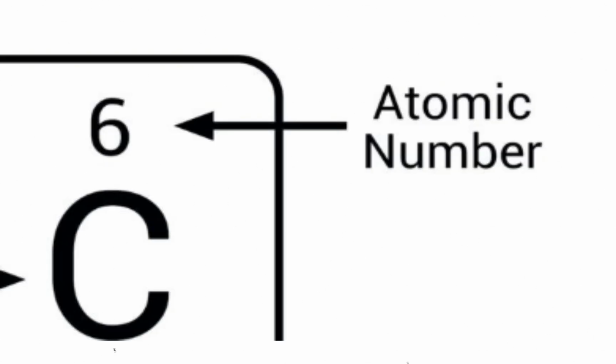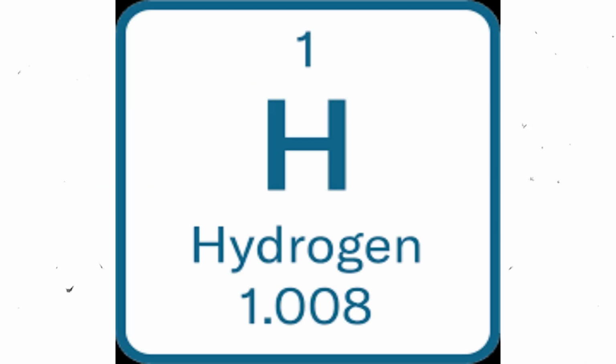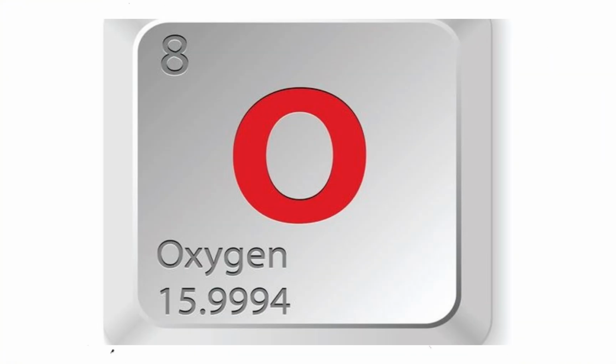The atomic number tells you the number of protons in an atom. For example, hydrogen has the atomic number of 1, so it has 1 proton. Same as oxygen, it has 8 protons because it has the atomic number of 8. The number of protons is extremely important because it tells us which element the atom is.